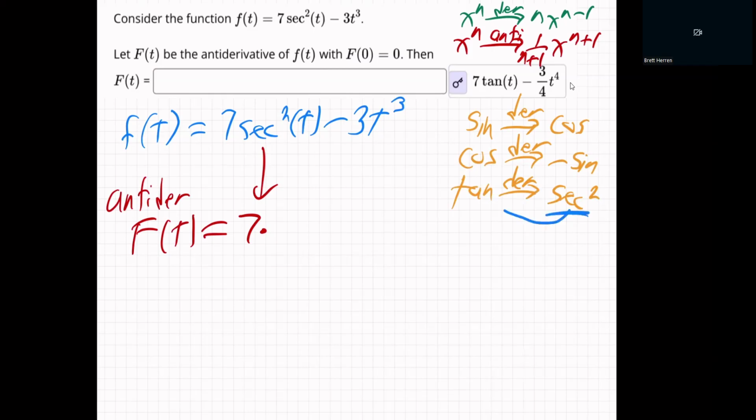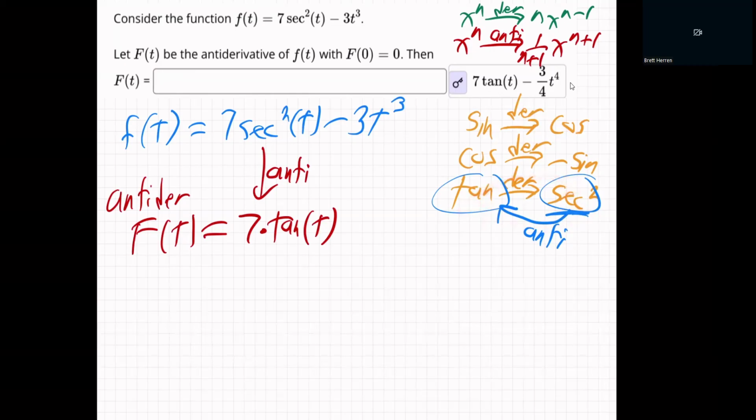That means the anti will go backwards, right? If you take tangent, its derivative is secant squared. So therefore, secant squared, the anti goes back to tangent. So we're doing anti here. So this is going to be tangent of t. Does that make sense? Secant squared, the anti goes back to tangent because tangent's derivative is secant squared.